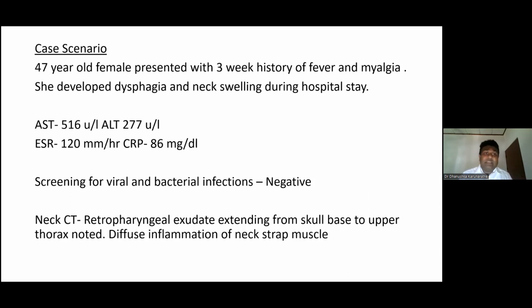However, the investigations on admission showed a very high transaminitis with AST more than ALT, and the inflammatory markers were also quite high. She was extensively investigated for bacterial infections with cultures and swabs, and viral etiologies have also been ruled out. And the CT showed retropharyngeal exudate extending from skull base to the upper thorax. We didn't have MRI, but the CT showed quite diffuse swelling and inflammation of the strap muscles of the neck.